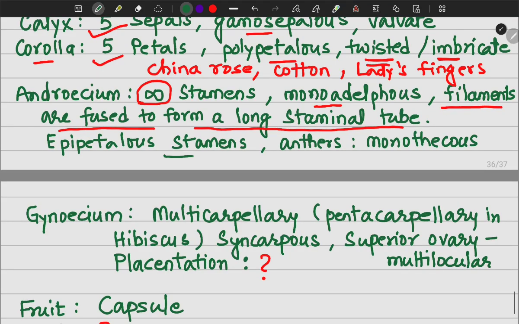Then the stamens are epipetalous. We know what epipetalous means, right? And the anthers will be monothecous. So this is also a unique feature of Malvaceae family, where the anthers will be monothecous. Usually the anthers are dithecous or bilobed, as I explained in the previous family, but here in the Malvaceae the anthers will be monothecous, or they will have only a single lobe.